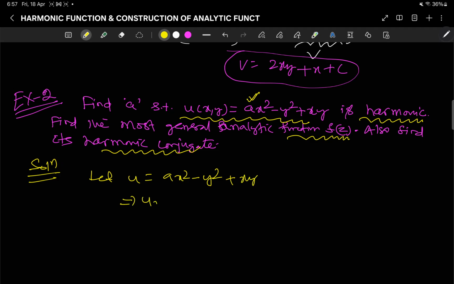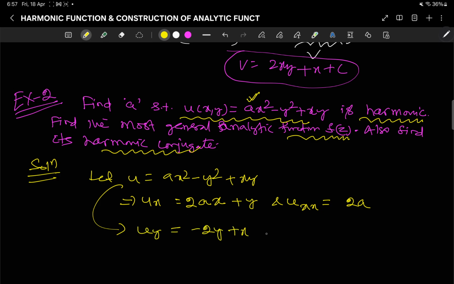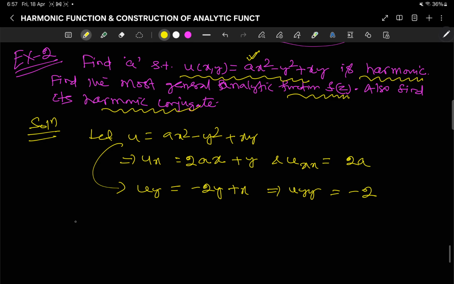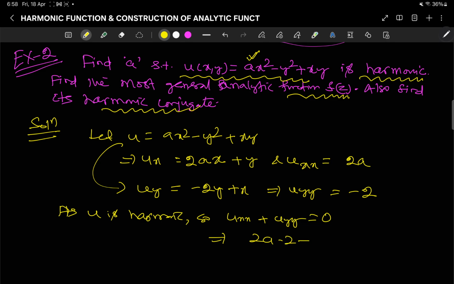So that means here ux is equal to 2ax plus y, and uxx is equal to 2a. And what is your uy? Uy is equal to minus 2y plus x. This implies uyy is equal to minus 2. Now as u is harmonic, uxx plus uyy is equal to 0, which implies 2a minus 2 is equal to 0, which implies a is equal to 1. So this a is equal to 1 is now substituted here.